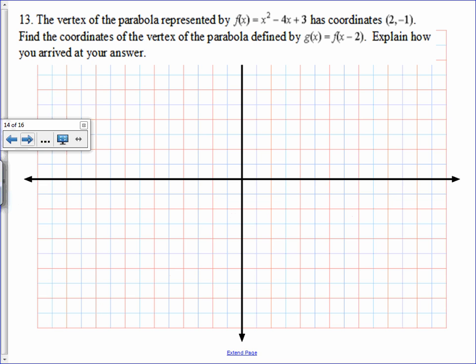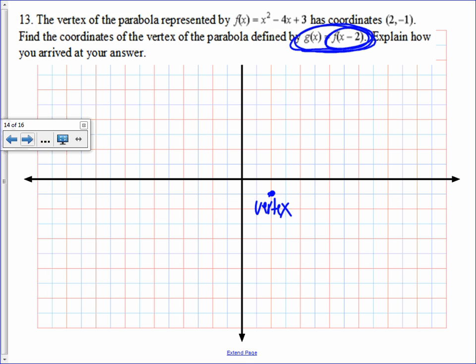Boom. The vertex of the parabola represented by f of x equals x squared minus 4x plus 3 has coordinates (2, -1). So this is the vertex. I could graph the whole thing, but it's not asking me to, so I'm going to hold off on that. Find the coordinates of the vertex of the parabola defined by this. You need to know what this means.